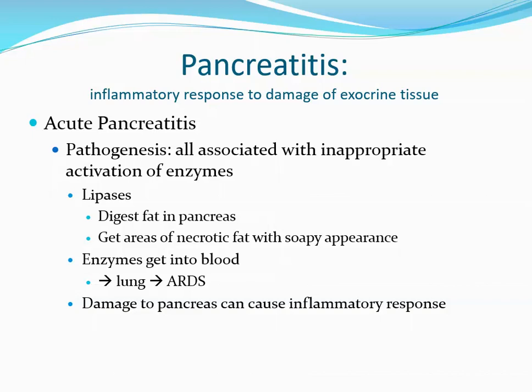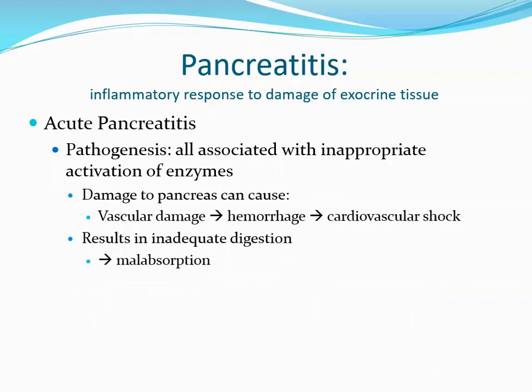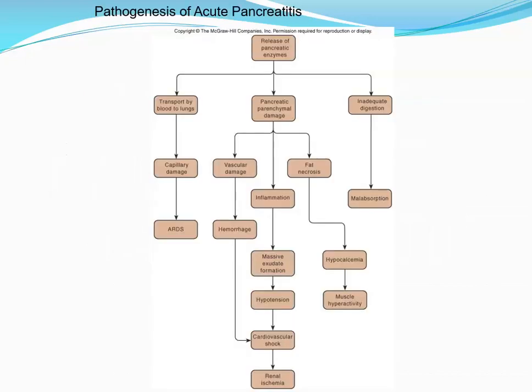Some of these enzymes may get into the bloodstream, and they will be transported to the lung, where they can cause acute respiratory distress syndrome. Damage to the pancreas can also cause an inflammatory response. Damage to the pancreas can result in vascular damage, causing hemorrhaging and cardiovascular shock. Because these enzymes are being released in the pancreas and not getting to the duodenum where they are needed, this will result in inadequate digestion, which can lead to malabsorption. So again, here's the flow chart showing what happens when these enzymes are released.